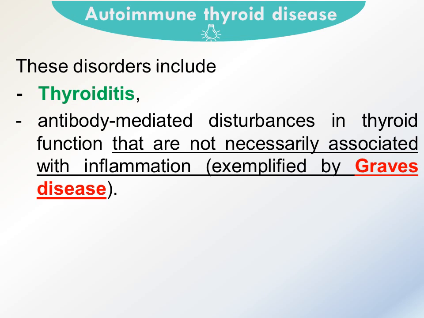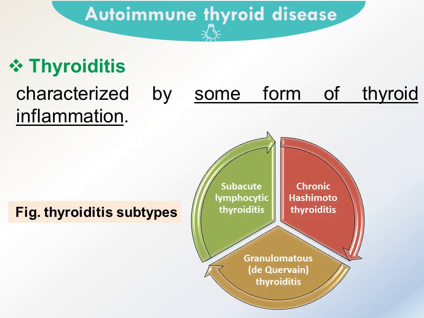So, the first topic is autoimmune thyroid disease. These disorders include thyroiditis and antibody-mediated disturbances in thyroid function that are not necessarily associated with inflammation, exemplified by Graves' disease. Now I will try to outline thyroiditis in more detail. Thyroiditis includes a diverse group of disorders characterized by some form of thyroid inflammation. Clinically significant subtypes are as shown in this figure. First, Hashimoto thyroiditis. Secondly, granulomatous De Quervain thyroiditis. And finally, subacute lymphocytic thyroiditis.